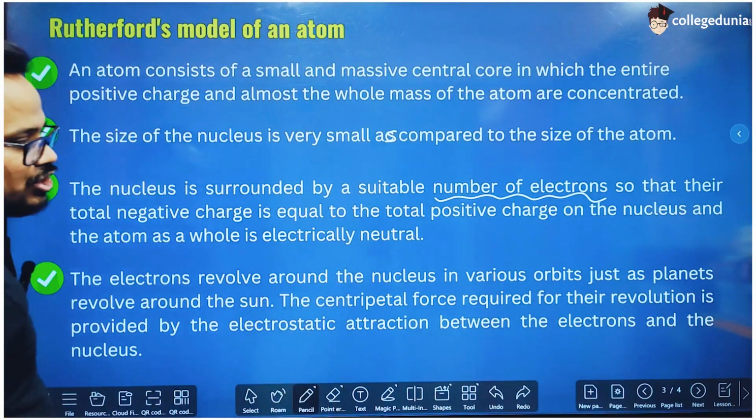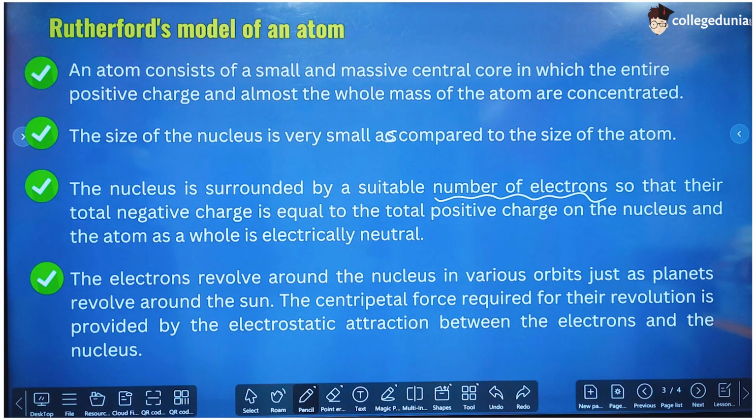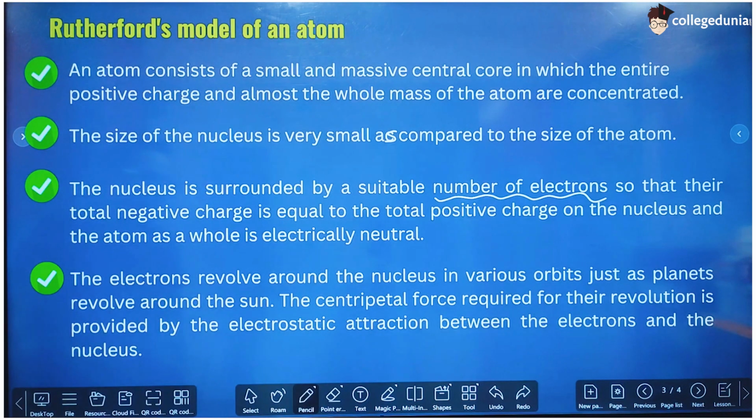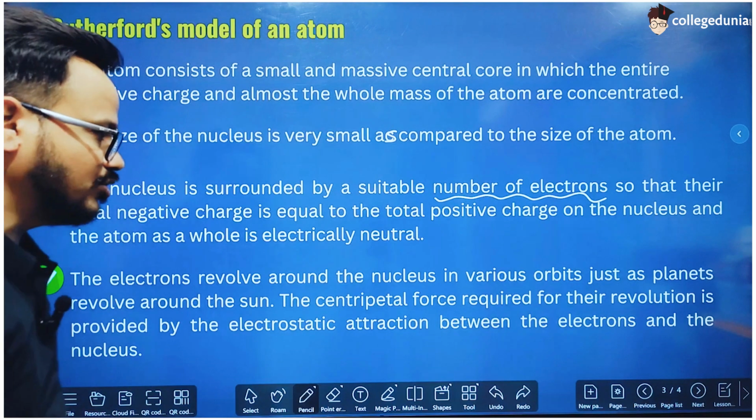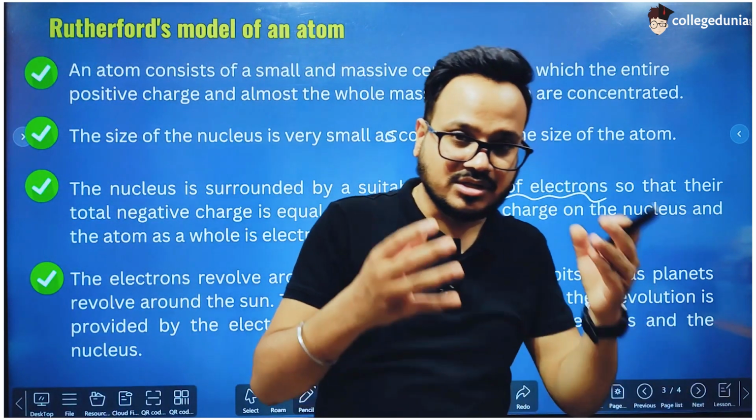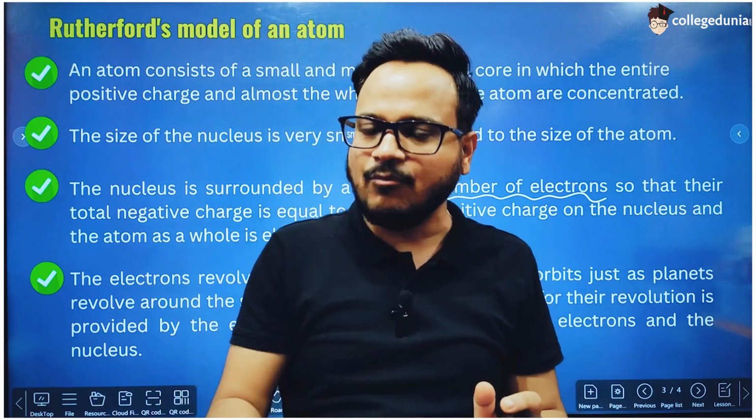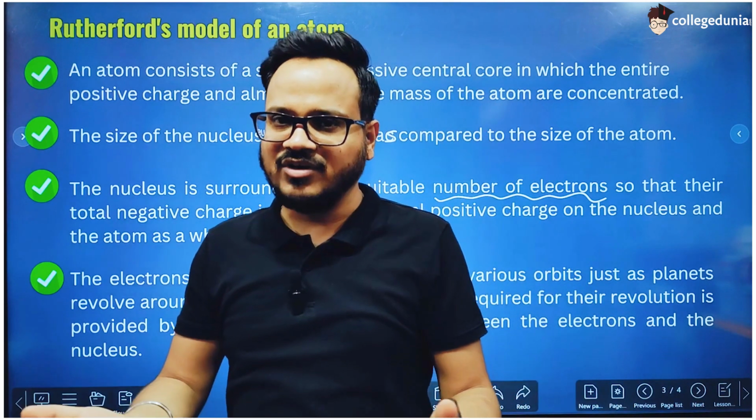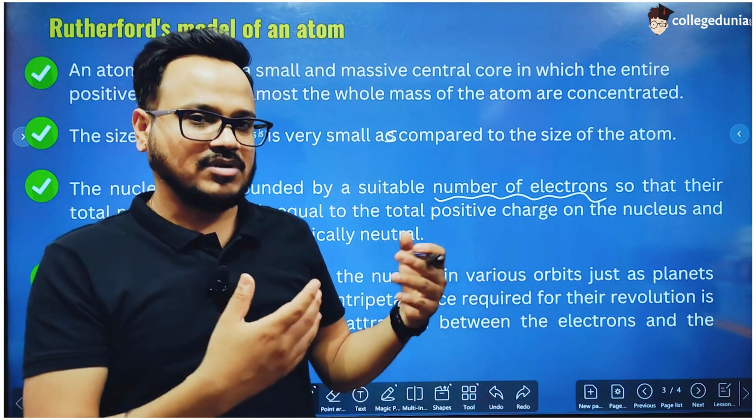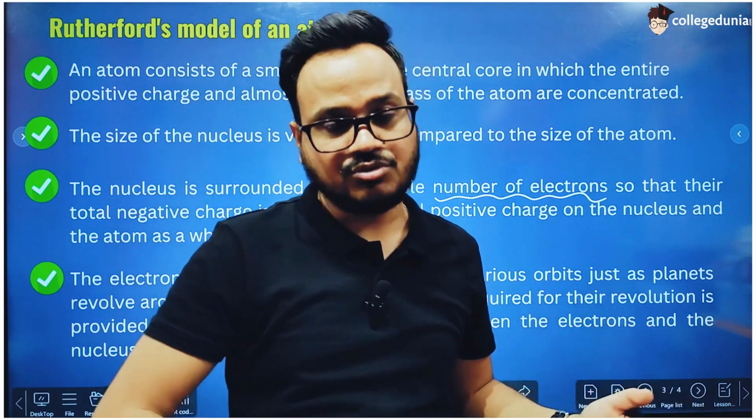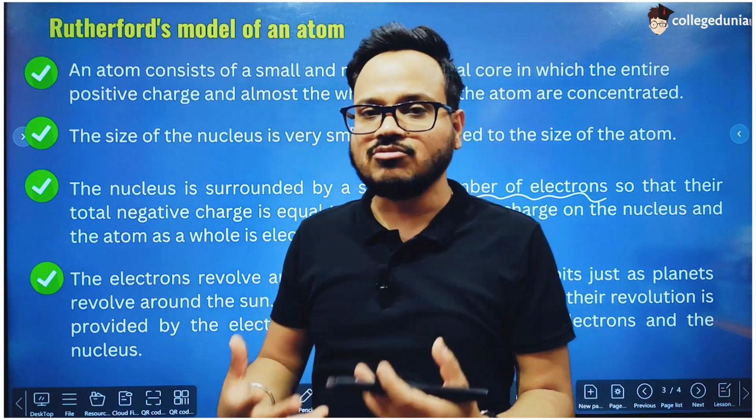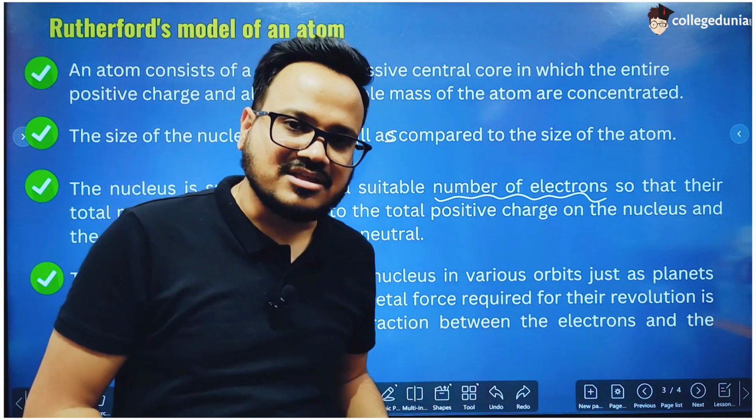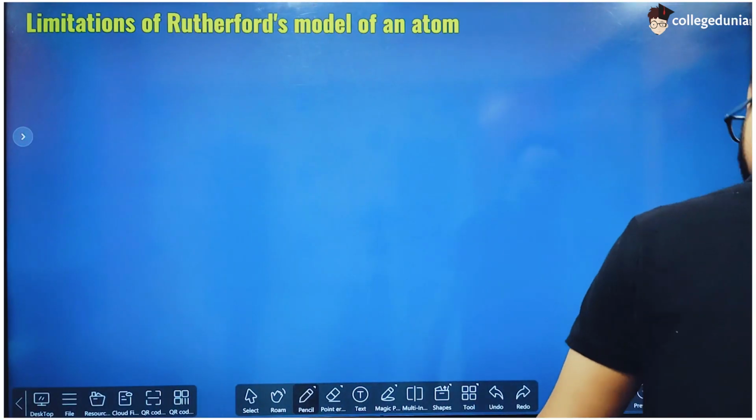The electrons revolve around the nucleus in various orbits just as planets revolve around the sun. The centripetal force required for their revolution is provided by the electrostatic attraction between the electrons and the nucleus. Why are the electrons revolving around the nucleus? Obviously, a centripetal force is needed for any body to go in a circle. So if electrons are moving around the nucleus in circular paths, then obviously the centripetal force is provided by some other force, and that force is the electrostatic force, because the electron is negatively charged and the nucleus is positively charged. So the electrostatic force of attraction between them provides the necessary centripetal force for the circular motion.